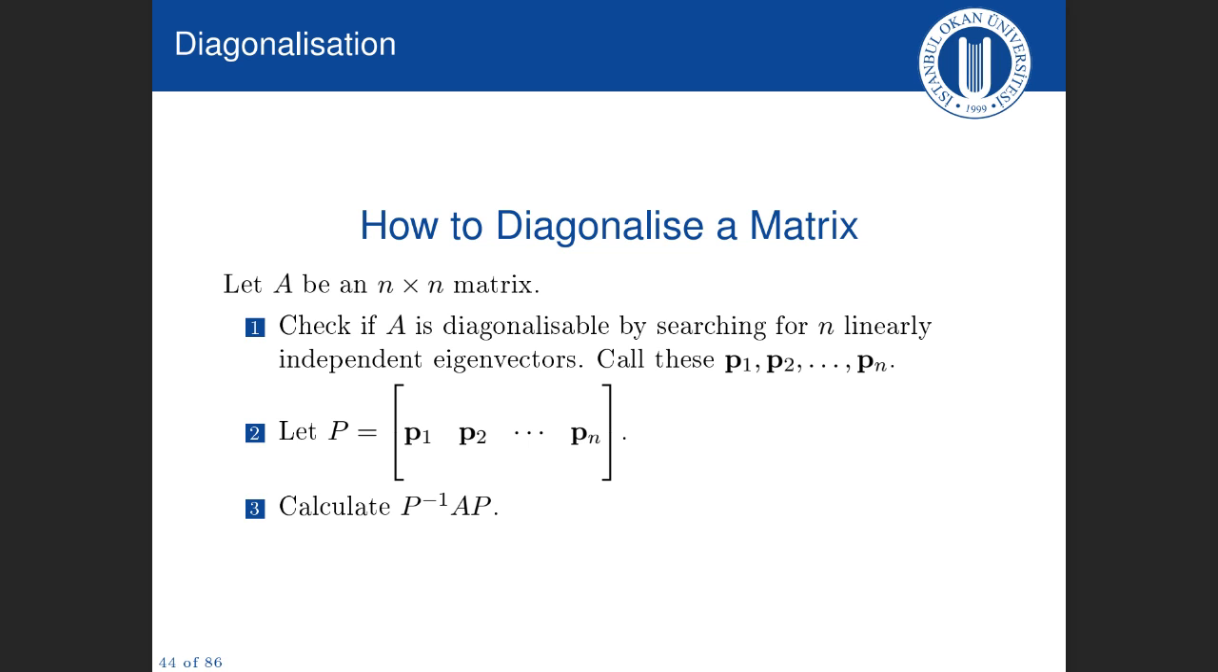So let me repeat that. First, we need to find n linearly independent eigenvectors. And then we're going to write down the square matrix which has first column the first eigenvector, second column the second eigenvector, and so on. Then we want to do P inverse AP.